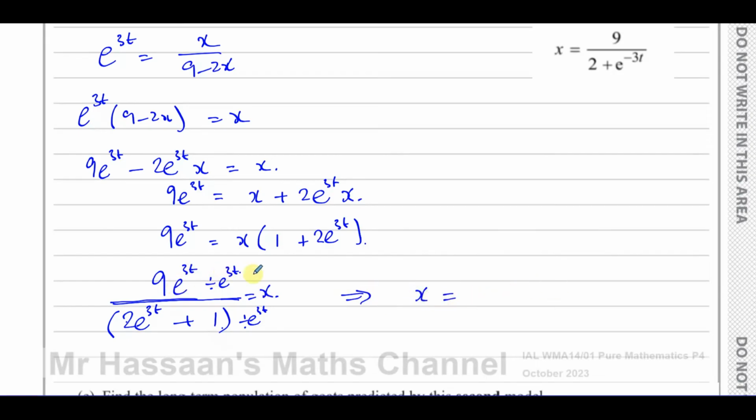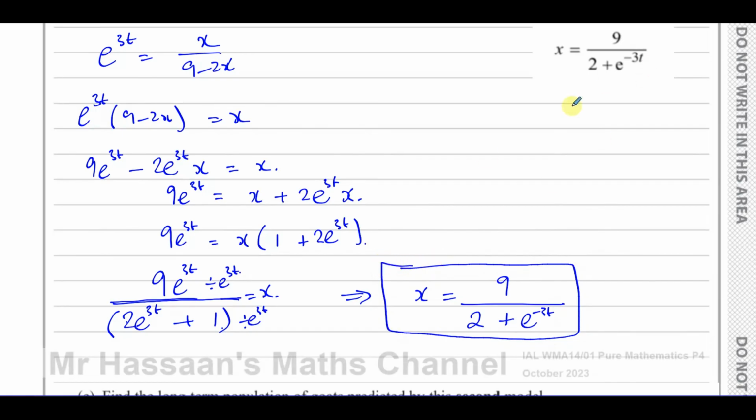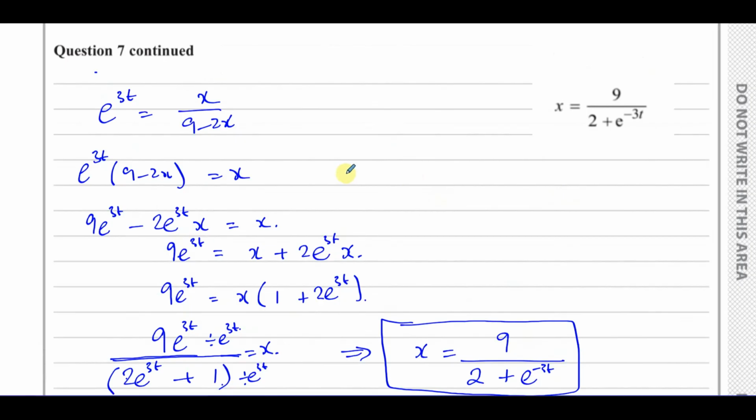So this divided by e to the power of 3t gives us 9 over, if I divide this by e to the power of 3t, I'm left with 2. And if I divide 1 by e to the power of 3t, I'm left with 1 over e to the power of 3t, which is e to the power of negative 3t. And that's exactly what I had to show. So in the end, you have to keep what you have to show in mind and rewrite your answer in that form.